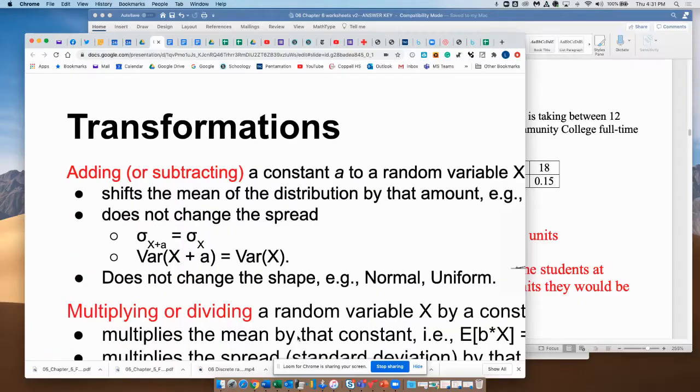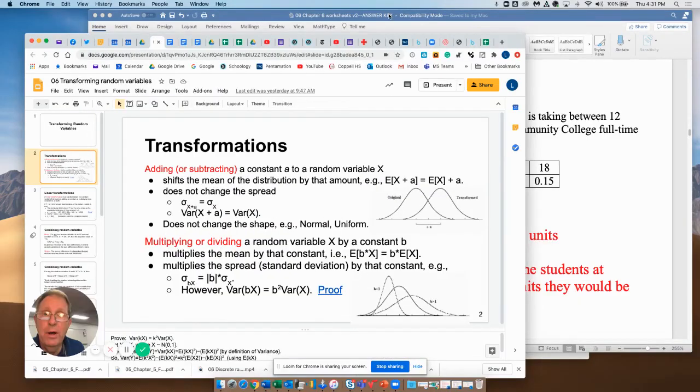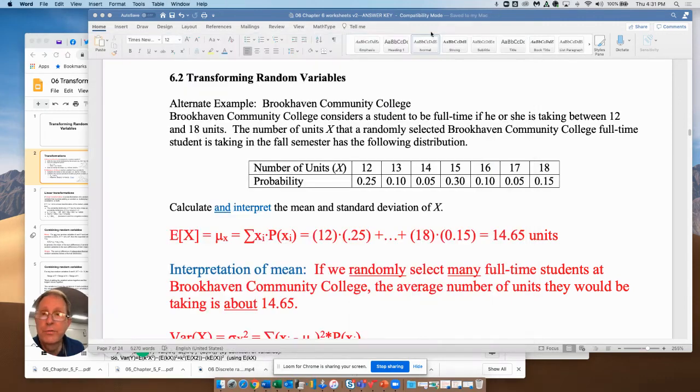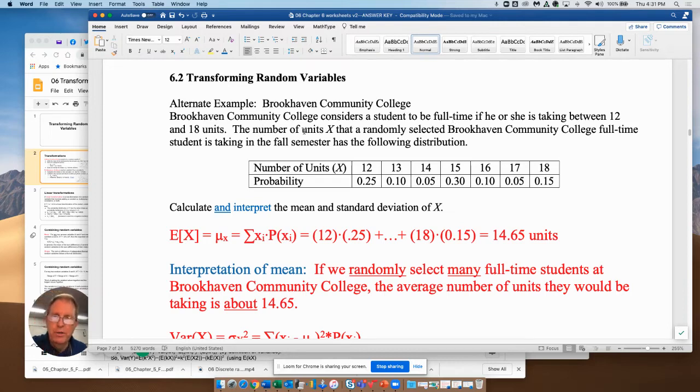So I'm going to take a second here and show you how this is applied, and we're going to go over to the worksheets for today. Here we have some data on Brookhaven Community College. Brookhaven Community College considers a student to be a full-time student if he or she is taking between 12 and 18 units. The number of units x, that's my random variable, that a randomly selected Brookhaven Community College full-time student is taking has this distribution.